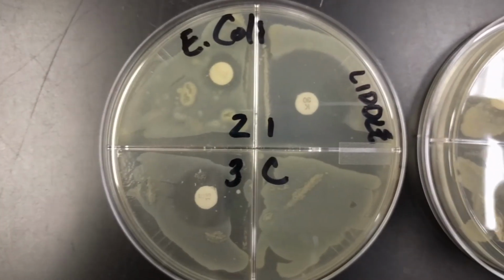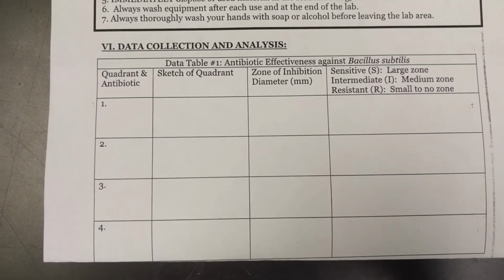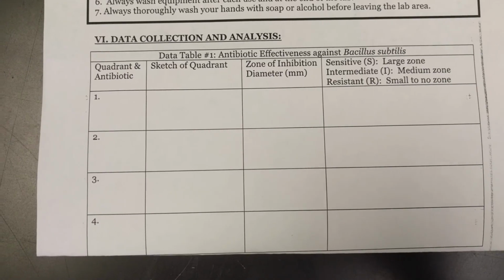So, measured zone of inhibition diameter, sketch the quadrant, and then tell me is it sensitive, intermediate, or resistant to the antibiotic.